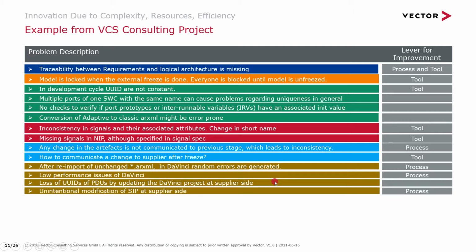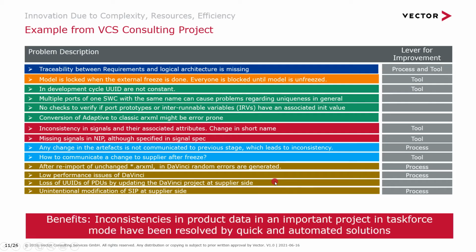And once such a data set is corrupted, it's not a question of just putting 10% more people in the project. This will not solve the problem. It's another magnitude. You need to automate it. You need to do something in order to automate the resolution of these problems. So the benefits we have seen from our work in this project, that the inconsistencies in the product data in an important project in the task force mode have been resolved by quick and automated solutions.